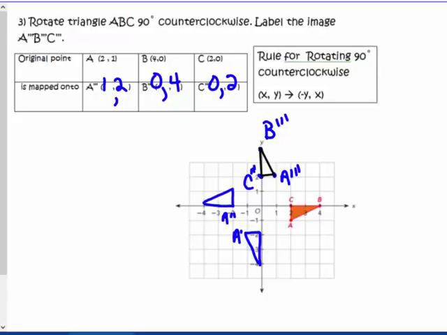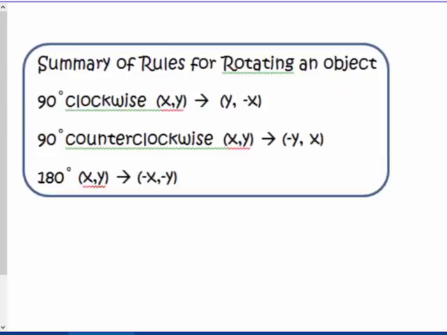So the rule for rotating 90 degrees counterclockwise is to switch X and Y. So you can see X goes to the Y position. Switch the Y, now it's in the X position, and negate the Y. So how is that different from the clockwise?